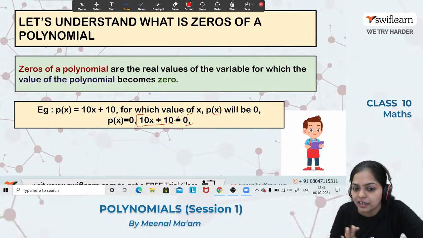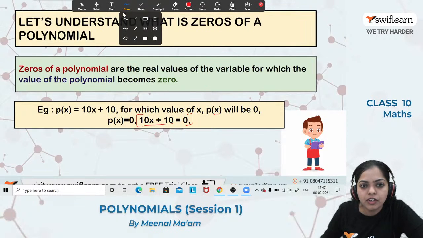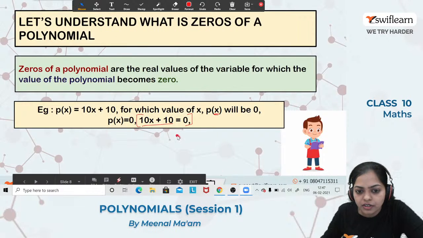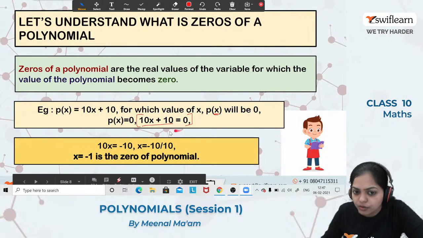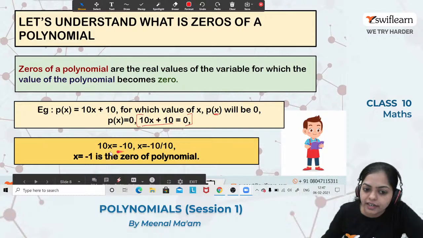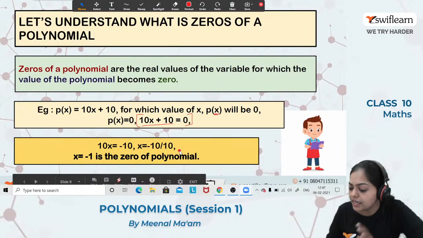We have already learned about this in class 6th, 7th. Yes. So let's have a look how we are going to solve this one. 10x + 10 = 0. This means when I shift 10 to the right-hand side, it becomes 10x = -10, and so x equals what? -10/10. That means x = -1.